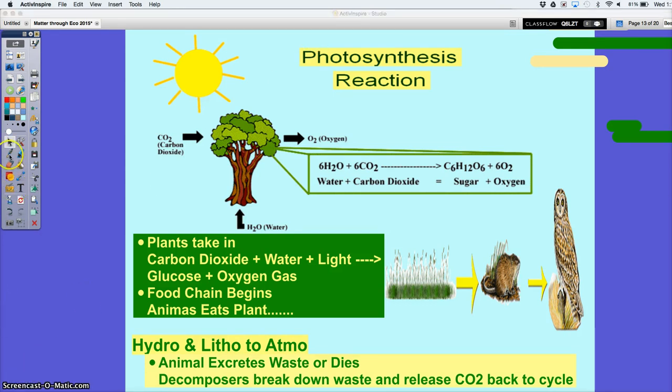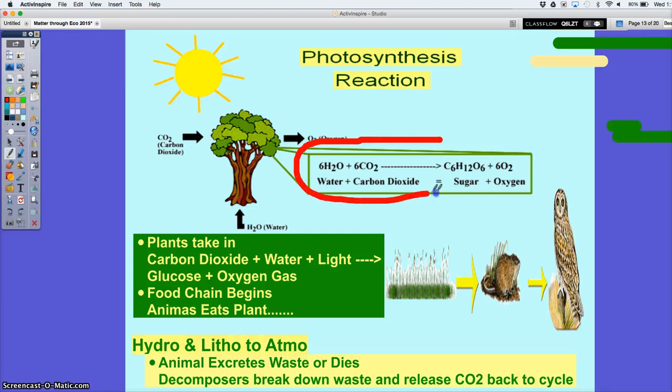You have to know this chemical reaction. 6 molecules of water plus 6 molecules of carbon dioxide plus light. So you can put light right up here if you want. Make C6H12O6, which is sugar, which is the same thing as saying a carbohydrate, plus 6 molecules of oxygen.